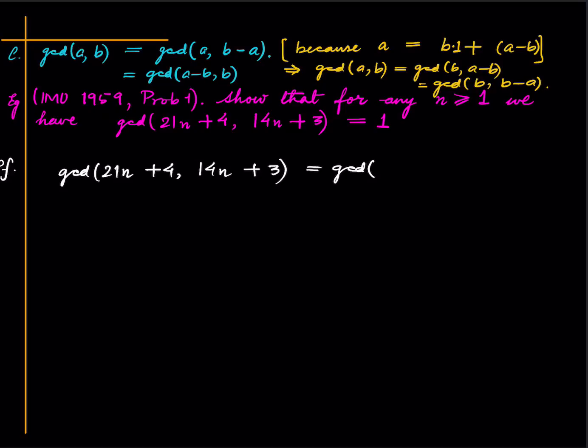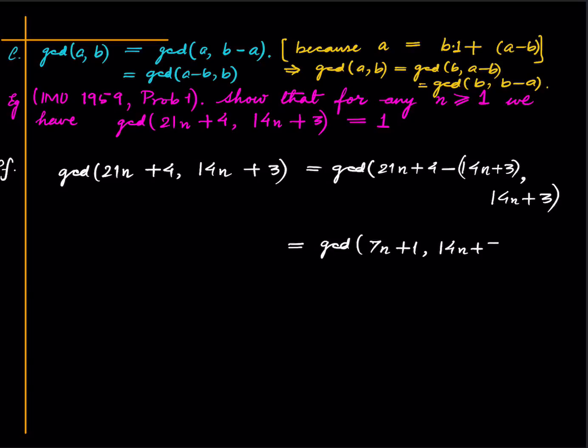We'll use this one, this guy, and that gives us GCD of 21n plus 4 minus 14n plus 3, comma 14n plus 3, which is equal to GCD of 7n plus 1, comma 14n plus 3. And okay, so I'll flip the two things. It doesn't matter, I'm just doing it in a very sloppy or rather snail manner. So all I did was just change the order of the things here.